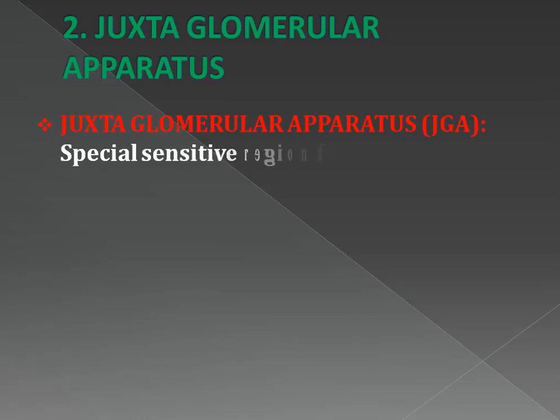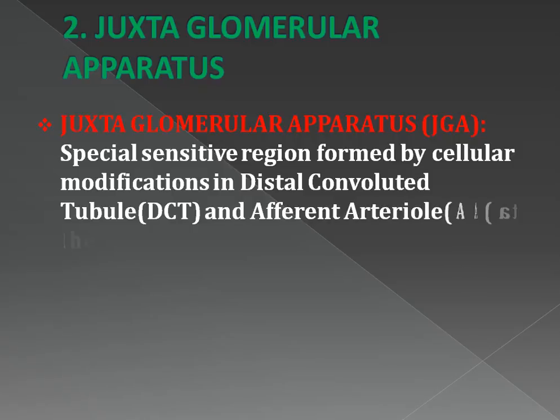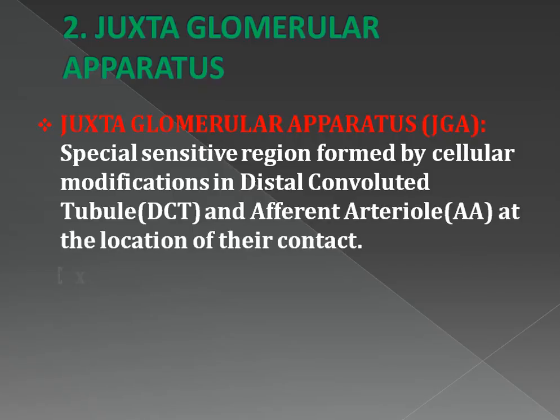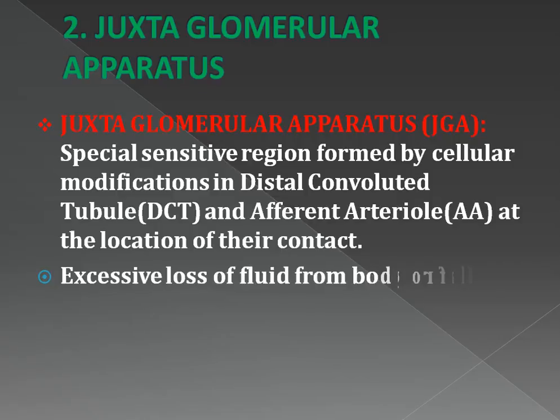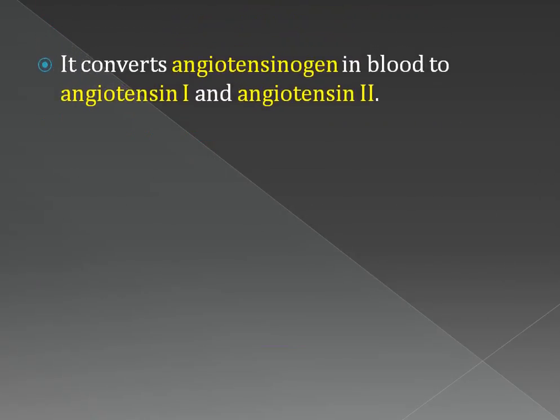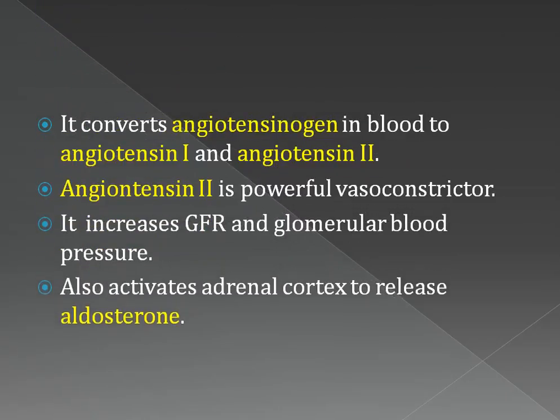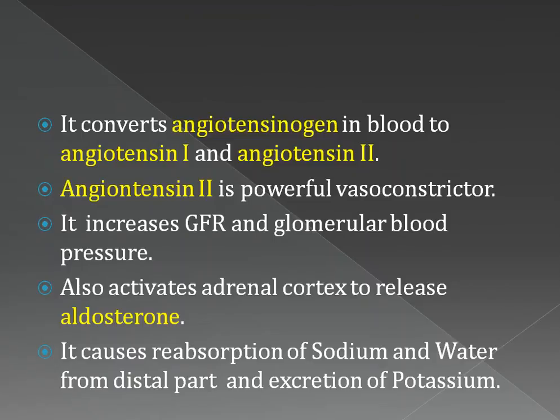If there is fall in glomerular filtration rate or glomerular blood flow or glomerular blood pressure, it activates osmoreceptors. This activates juxtaglomerular cells to release renin. Renin is an intracellular protein. This renin converts plasma protein angiotensinogen to angiotensin 1, which has 10 amino acids, and it is then converted to angiotensin 2, which has 8 amino acids. Angiotensin 1 is converted to angiotensin 2 by angiotensin converting enzyme.